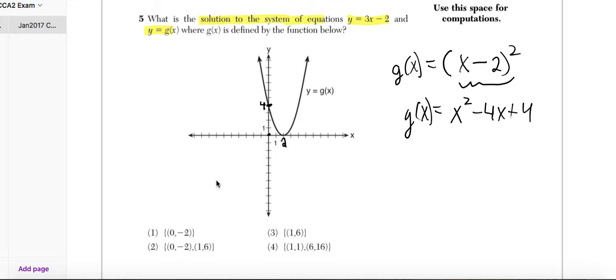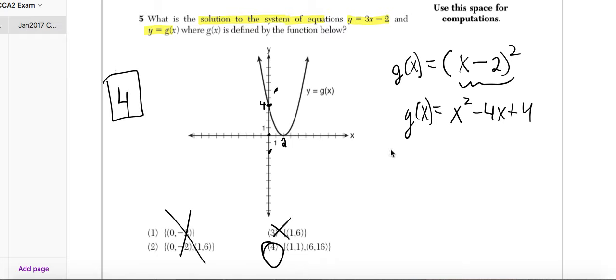But even without knowing any of that, guys, let's say they ask what is the solution to the system where y equals 3x minus 2 and y equals g of x, with g of x defined by this function and this graph. Well, 0, negative 2 would be down here. It's not on the graph, so these two are out. 1, 6 is also clearly not on the graph because that would be up here. So just by elimination, guys, we have choice 4.